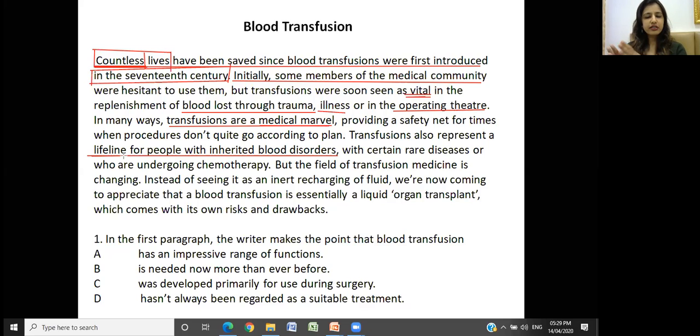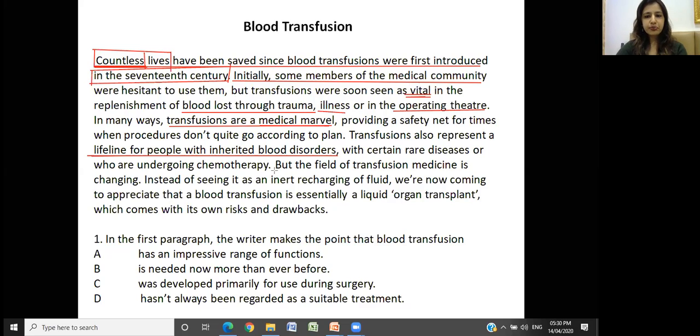And if I try to give it in percentages, I would say this is about 80 to 90%. Awesome is like that. When I say beautiful, it is 60, 70%. When I say nice, it is just that I don't dislike it. It's good. But when I say awesome, that means I like it too much. It may be 90, 95%. So similarly, all the adjectives that the writer has used here, countless, vital, marvel, lifeline, are all used for the benefits of blood transfusion, or how the blood transfusion has been helpful.